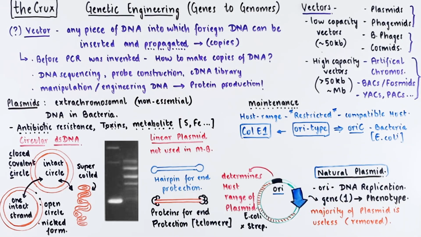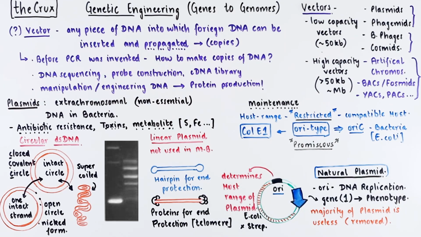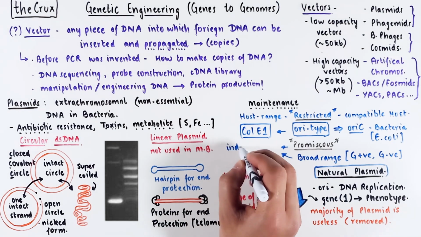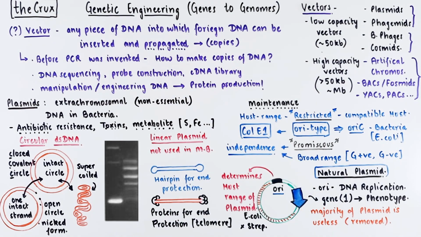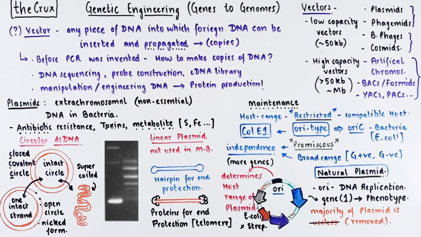In contrast to the restricted type, you have promiscuous plasmids, or broad-range plasmids, which can propagate in most types of bacteria. This usually means that broad-range plasmids are more independent. They don't depend on the host. This means that there are additional genes in a plasmid that make this plasmid independent of the host enzymes. This also means that broad-range plasmids are bigger and will have fewer regions that can be trashed. Our discussion will be centered on the COL-E1 plasmid, and not so much on the broad range.